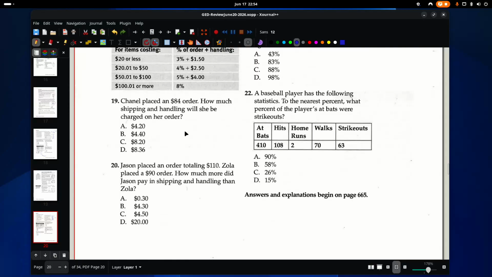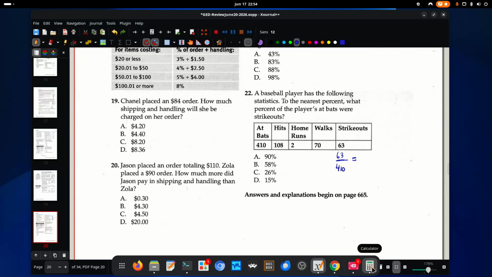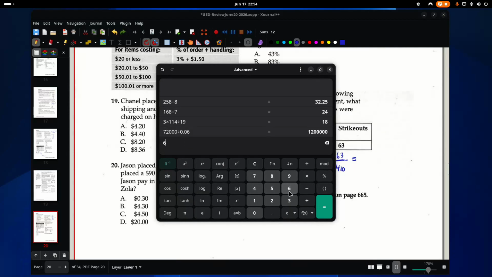Okay, a baseball player has the following statistics to the nearest percent. What percent of the players' at-bats were strikeouts? So how many at-bats did they have? They had 410. So out of 410, how many were strikeouts? 63 were strikeouts. So if we use our calculator, we just divide. So 63 over 410. 63 divided by 410.